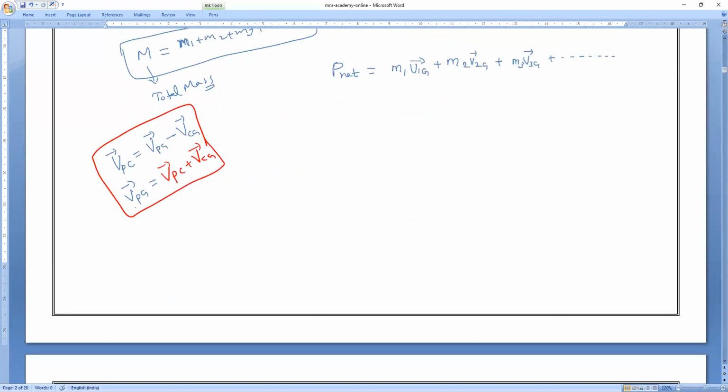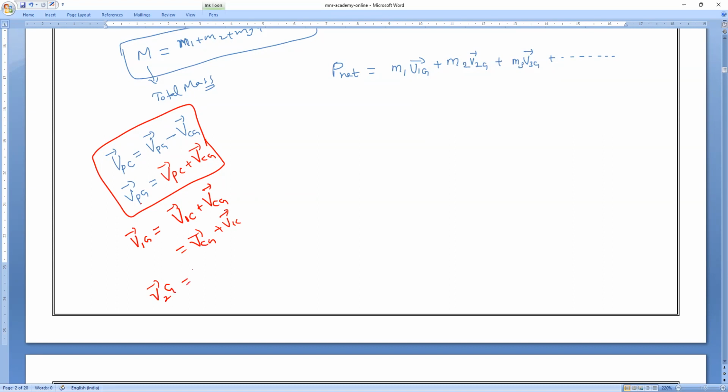Now in place of P, I will take particle V1, that is, the first particle. So V1 with respect to ground equals the velocity of the first particle with respect to center of mass plus the velocity of the center of mass with respect to ground. Will you all agree with me? Or else I can write it in reverse. Anybody having any doubt, you can ask me. Clear, guys?